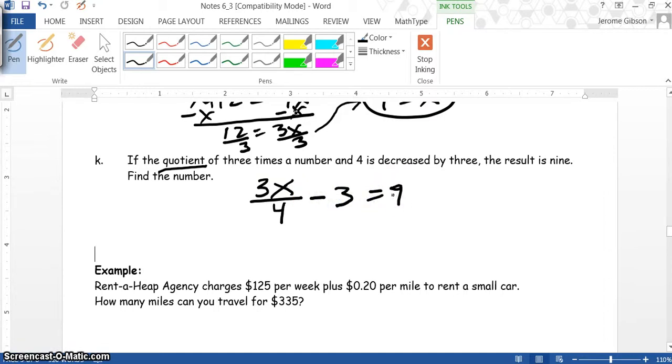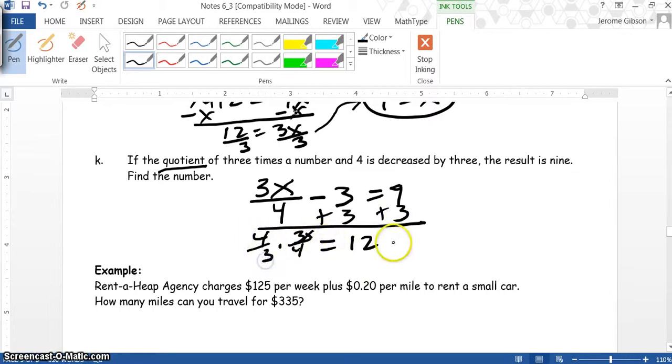Now what we need to do is get x by itself. So we can start off by adding 3 to both sides. So we have 3x over 4 is equal to 12. Now to get rid of this 3/4 on the x, we'll multiply each side by the reciprocal, which is 4/3.